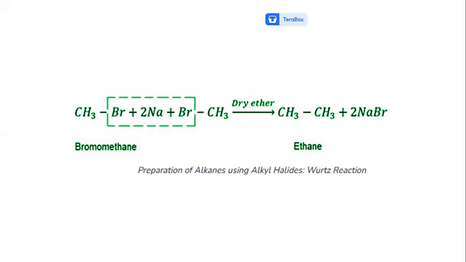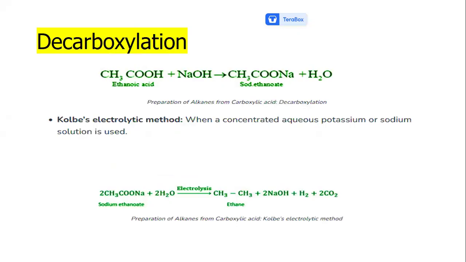See, this is the bromoethane, and when bromoethane reacts with the alkyl halide in the presence of sodium, it produces ethane.